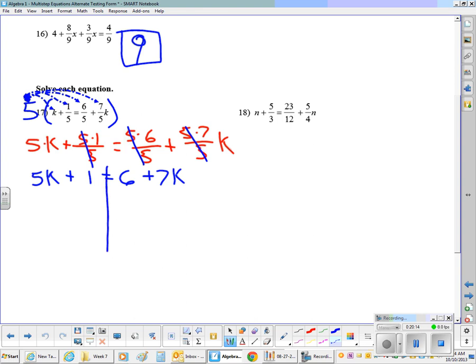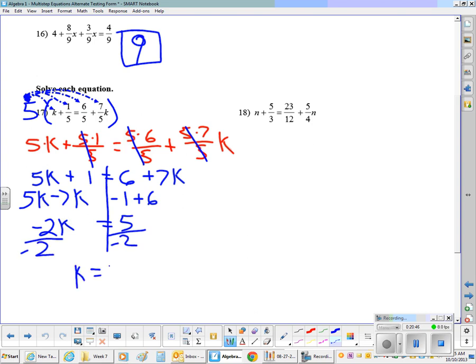Now I can solve this using my cross-line change the sign method. So even though that was a different part of the test, it's still important to know here. 5k stays, 1 becomes negative 1, 6 becomes plus 6, 7 becomes minus 7. Okay, so we have negative 2k equals negative 1 plus 6, which is 5. We then need to divide both sides by negative 2. So I end up with k equaling negative 5 over 2. Let's check our answers, make sure that's right.